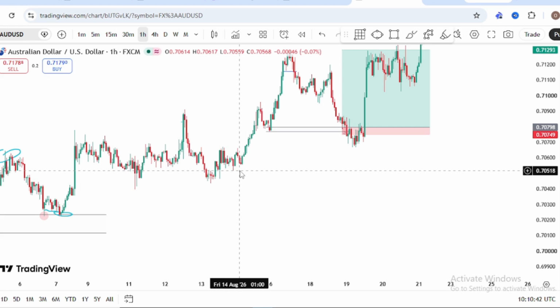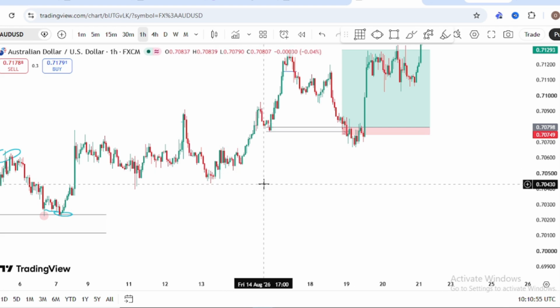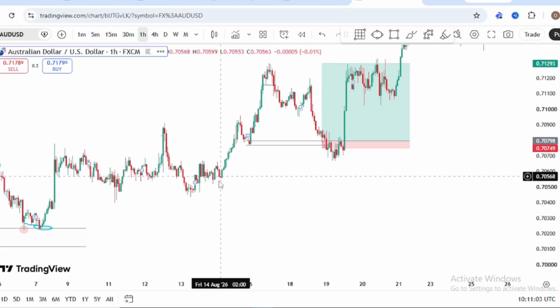Number 1. Higher time frame bias first. 2. Wait for liquidity to be taken. 3. Wait for displacement and structure shift. And 4. Only trade correct zones. Let's apply these rules on the chart.